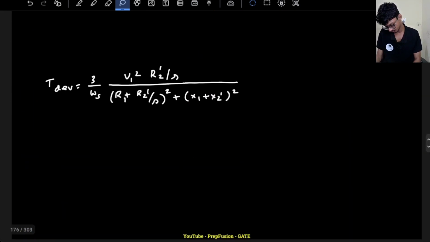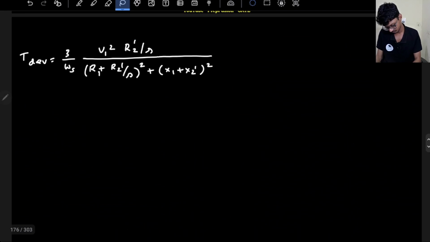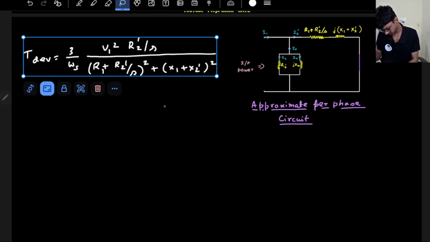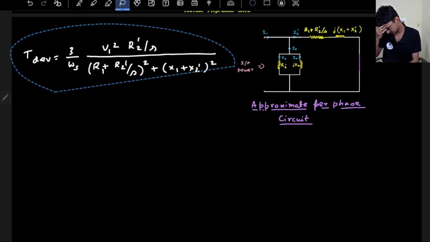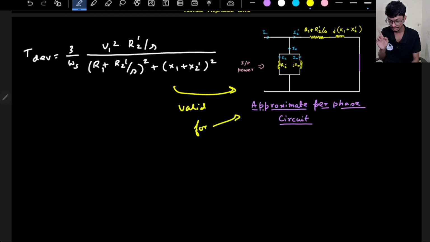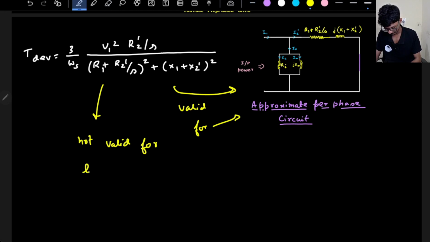So here what I can say is this is valid for this circuit, but it is not valid for this question. It is not valid for this question.